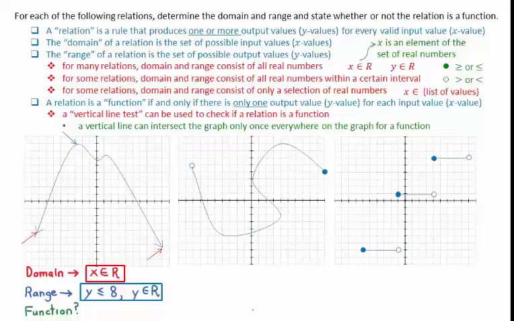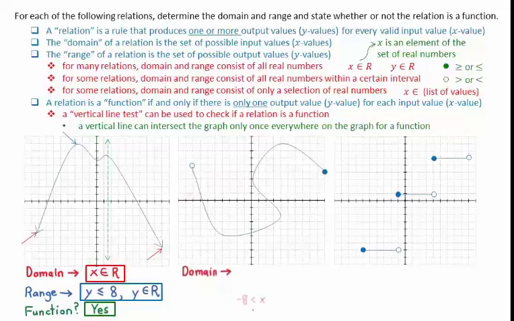Is this relation a function? Taking a look at a vertical line, this vertical line could only pass the graph once, everywhere. Therefore, this is a function. Note that for each input value, there can only be one output value. On to the second graph.